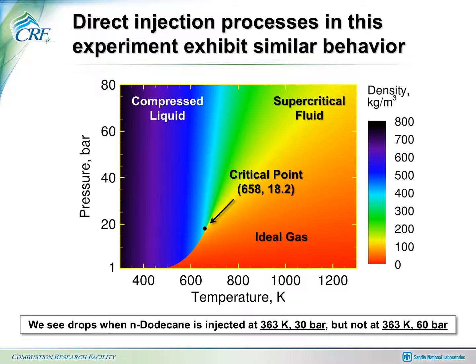What I really want to highlight to start is the fact that direct injection processes in this experiment exhibit similar behaviors. That is to say, this is liquid n-dodecane injected into essentially nitrogen, or nitrogen and oxygen, depending on the case. And we see drops when the n-dodecane is injected at 363 Kelvin and 30 bar, and we stop seeing drops when we move to 60 bar.